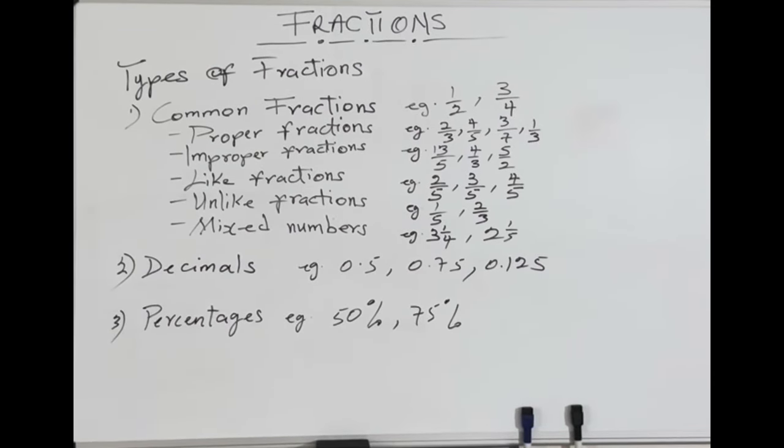So we start off with fractions. There are three types of fractions, namely common fractions, decimals, and percentages. So whenever we write a number like 1 over 2 and 3 over 4, they are common fractions. We write them as one number over the other. Numbers like 0.5 and 0.75 are decimal fractions. We write them with a decimal point.